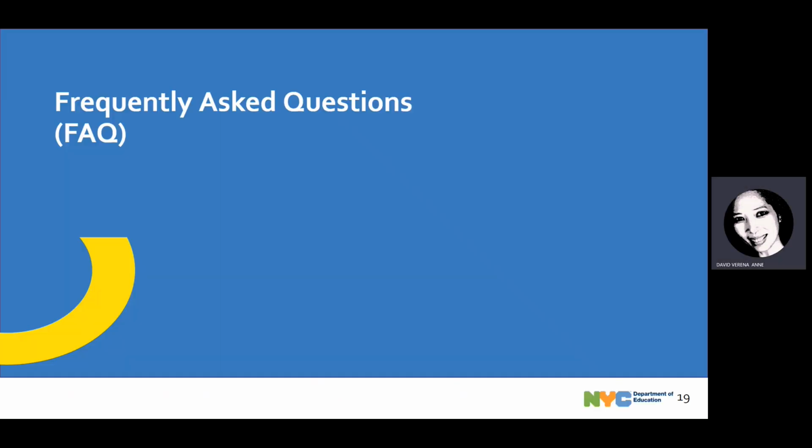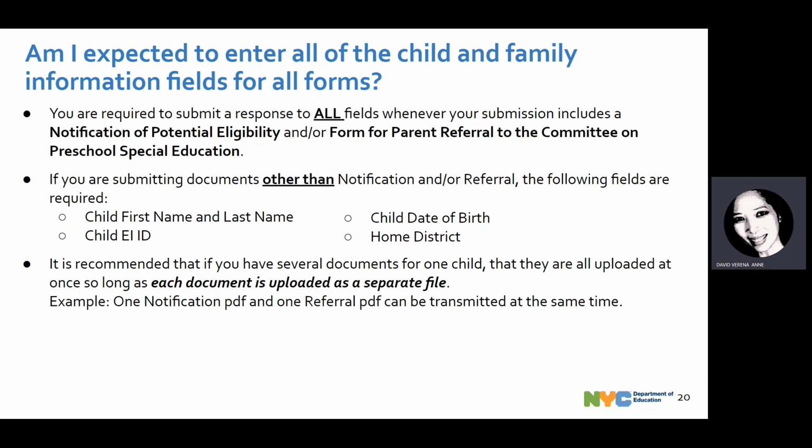This next section will address some of the more frequently asked questions we have received from service coordinators. Am I expected to enter all of the child and family information fields for all forms? You are required to submit a response to all fields whenever your submission includes a notification or a referral form. If you're submitting documents other than the notification or referral, the following fields are required: the child's first name and last name, the child's EI ID number, the child's date of birth, and the home district.